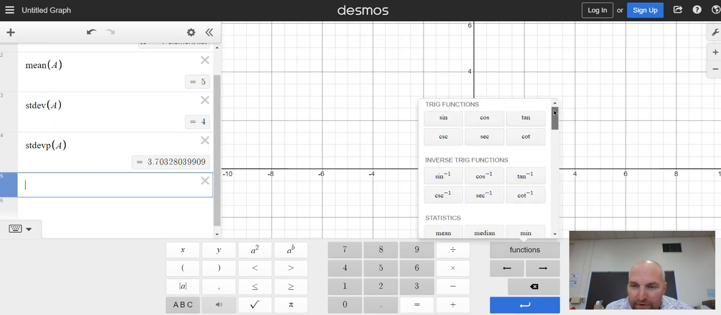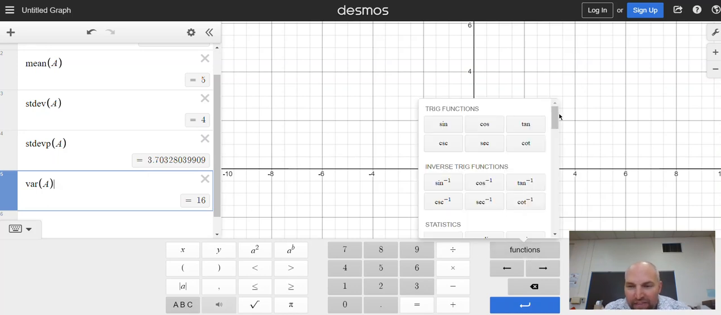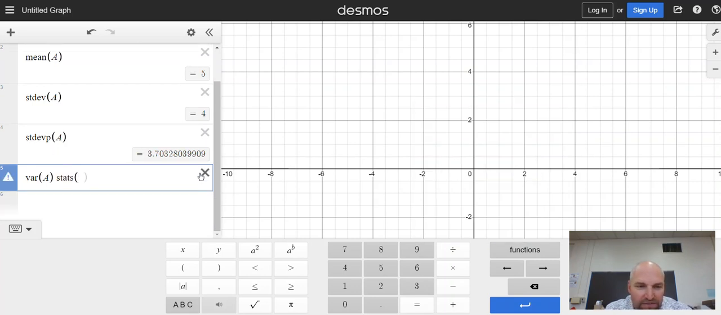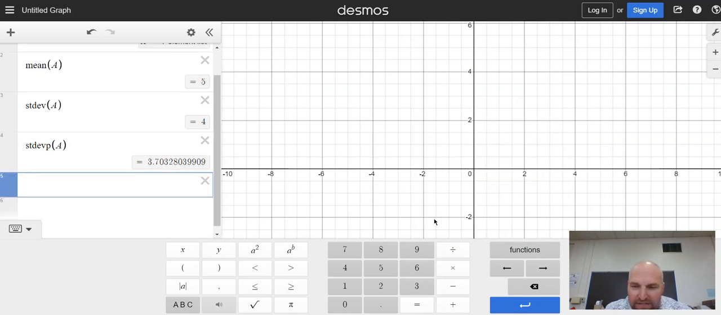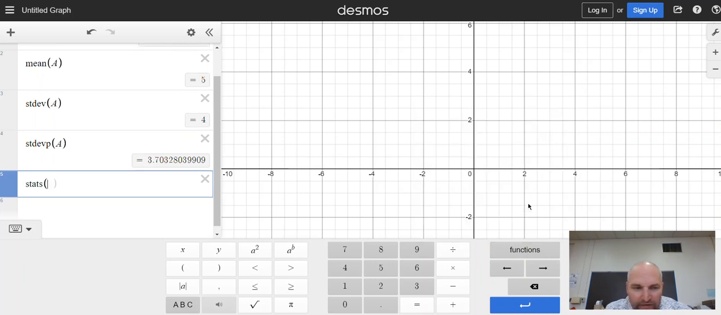I think if you, I'm pretty sure that's what that one does. You do variance of A, it will give you 16. And they only do the variance of the sample population or sample standard deviation, not the population. Another shortcut is you can go to functions, and I think if you go to stats, well, let me close this out. If you go to stats, I think it will spit everything out right for you. So you don't even have to do all that work.